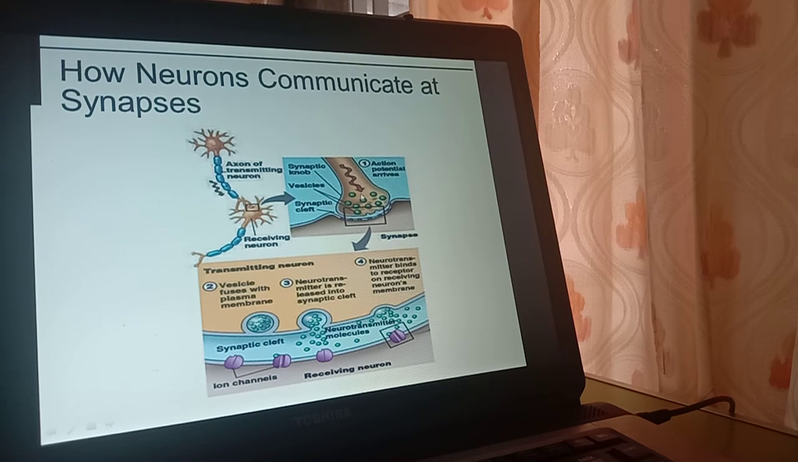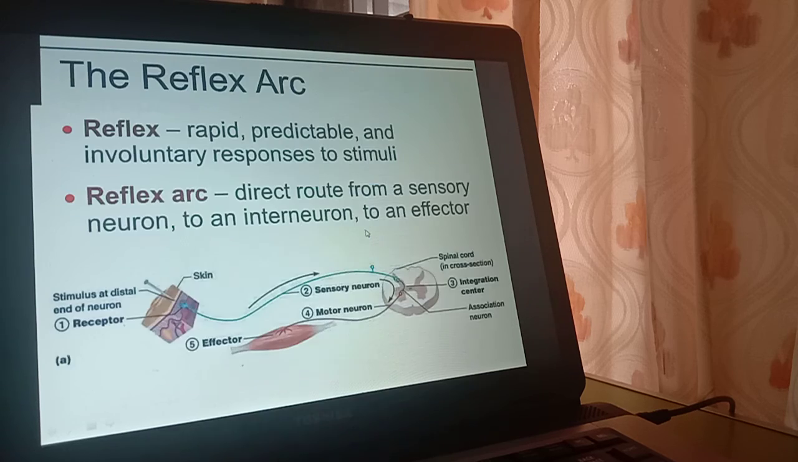So when the information reaches here, these vesicles fuse with the plasma membrane, and the neurotransmitter, which is the chemical substance, is released into this synaptic cleft. Do you get it? And this neurotransmitter binds to the receptor on the dendrites of the neighboring or adjacent nerve cell, and it communicates. So this is what actually happens.